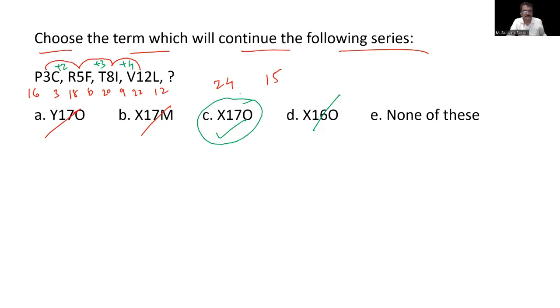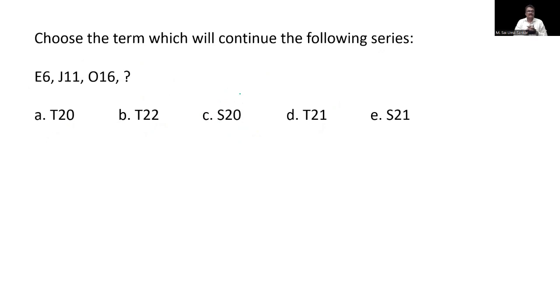Now go to the next one. Very simple. E6, J11, O16. If you observe, E is the 5th letter, here 6 is there. J is the 10th letter, 11 is there. O is the 15th letter and 16 is there. Right? But what is the next one? E, this is the 5th letter. J, 10th letter. O, 15th letter. 5, 10, 15. What is the next one?